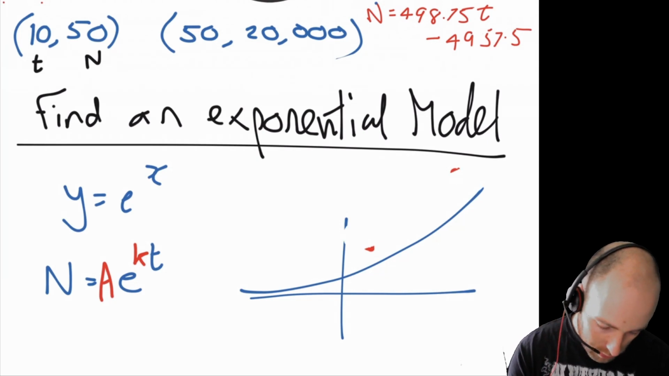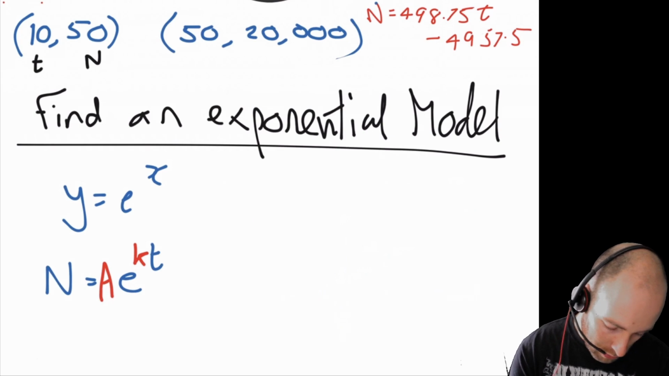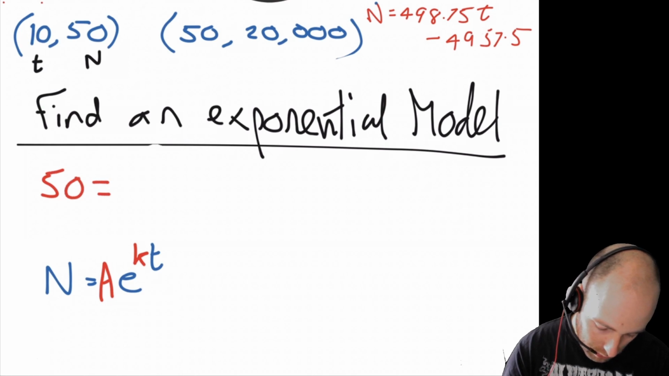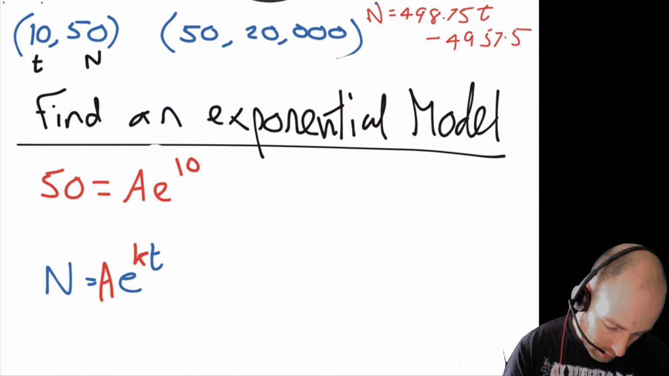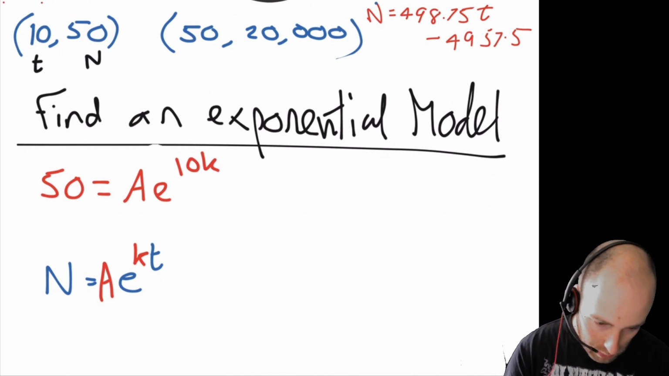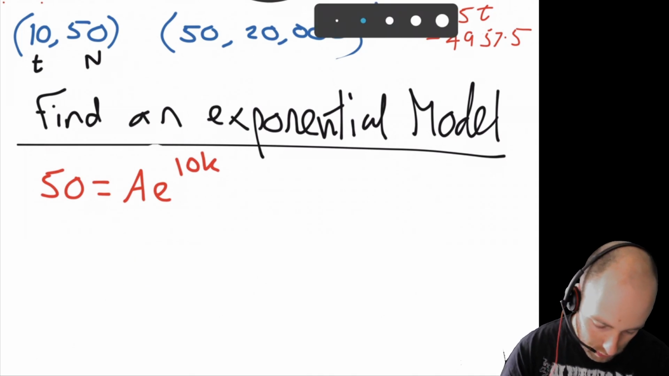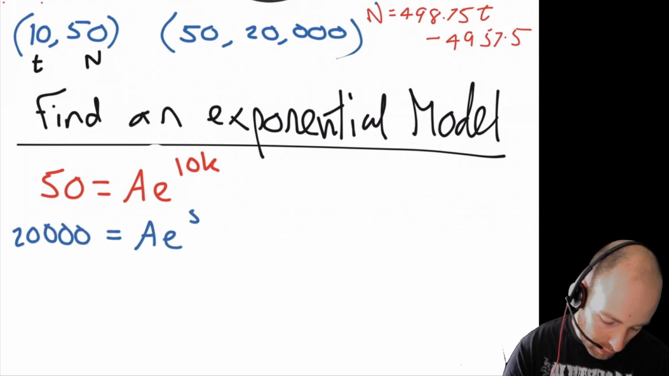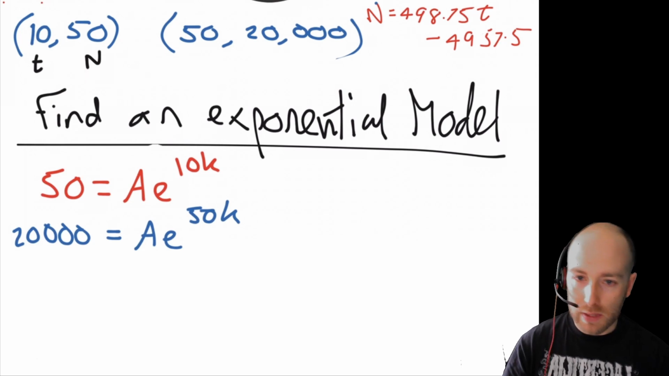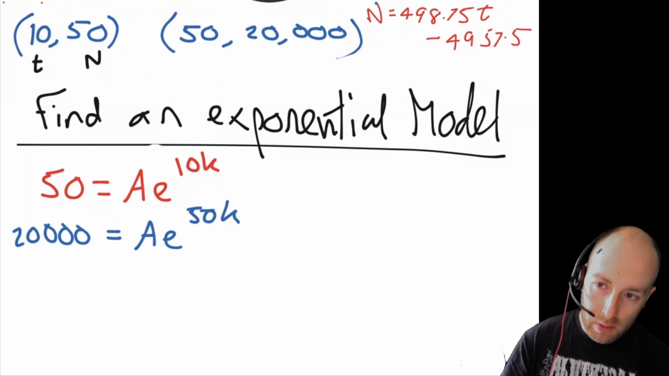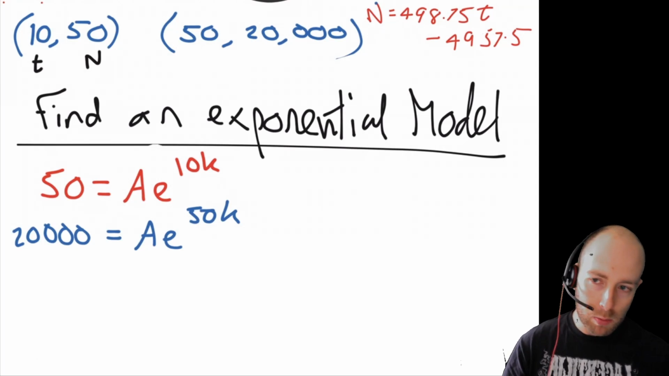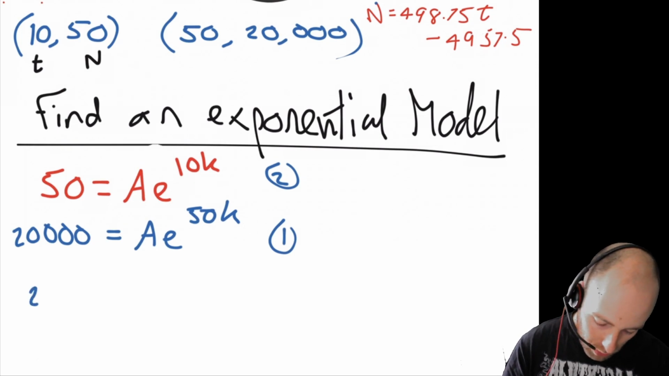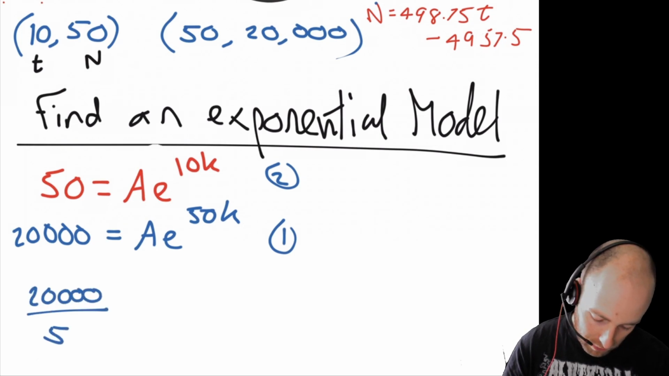So to do this, we're going to say 50 equals a e to the 10k, and 20,000 equals a e to the 50k. We're going to solve these simultaneously. To solve these, we're going to divide them, because if you divide them, the a's will cancel out and we'll be able to find k. So we're going to do this one divided by this one. So we get 20,000 divided by 50.